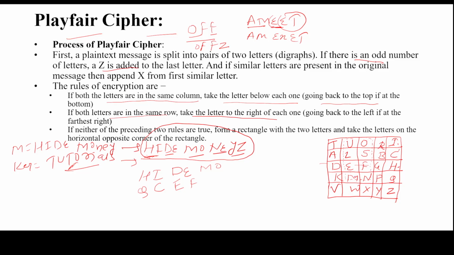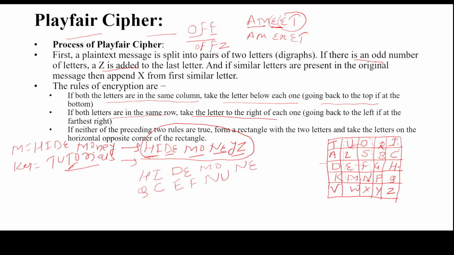Okay. So if this is the case, with the two letters, take letters on the horizontal opposite corner. So corner letters we have to select. So for M, the immediate corner letter is N, for the newly created rectangle, not for the complete matrix. For the newly created rectangle, just take N. What about O? The opposite is U for O. Fine. Next one is NE.